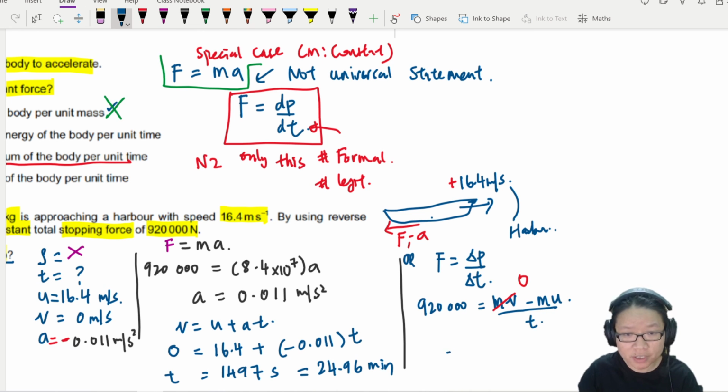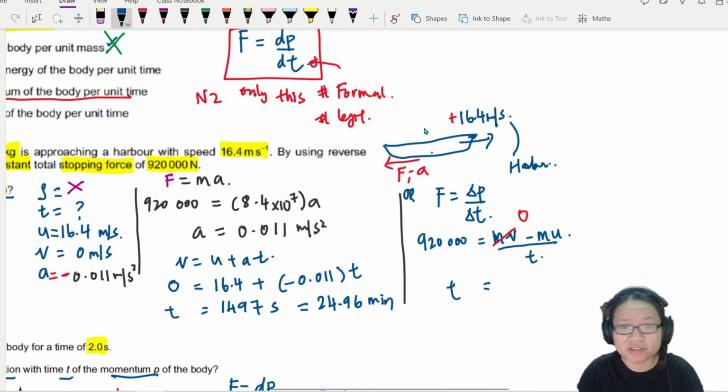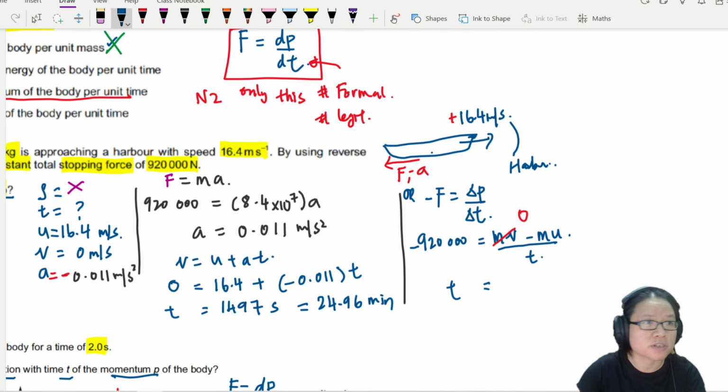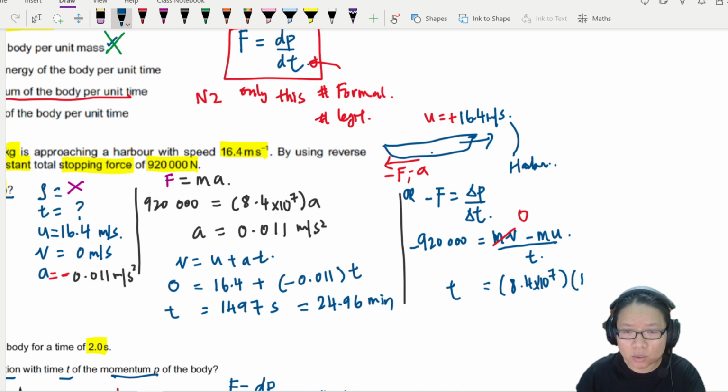So if I want to find t, and again, this is directional. If you don't want to have a negative sign here, there should be a negative sign here because the direction of F is negative compared to the direction of U. So both sides are negative, so they cancel out. At any rate, it's objective, so magnitude is good enough. So t here would be mu, the mass is 8.4 times 10 to the power of 7, the speed was 16.4, divided by the stopping force, 920,000.